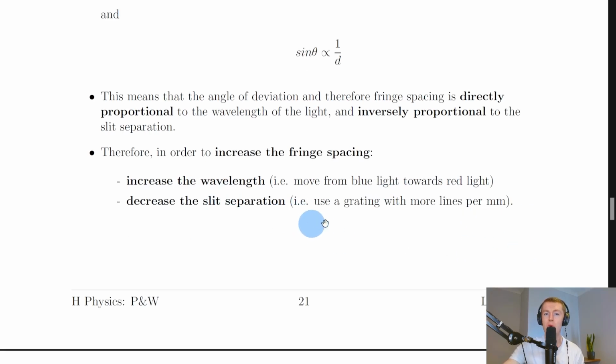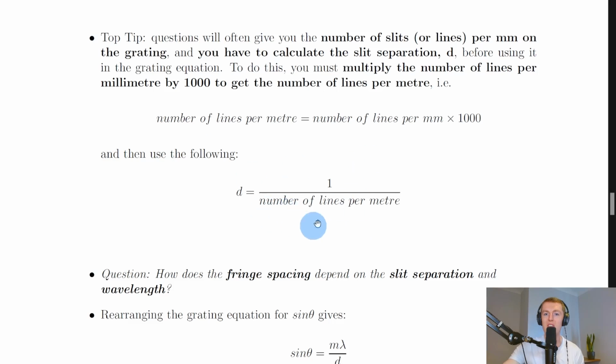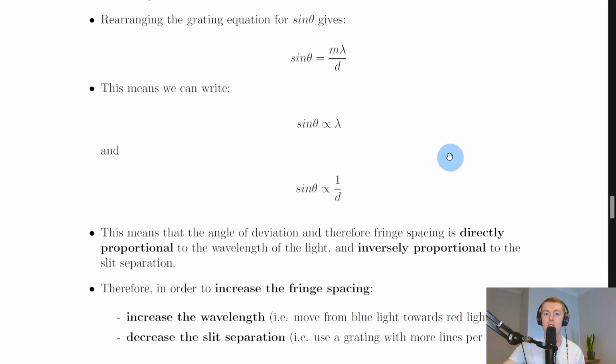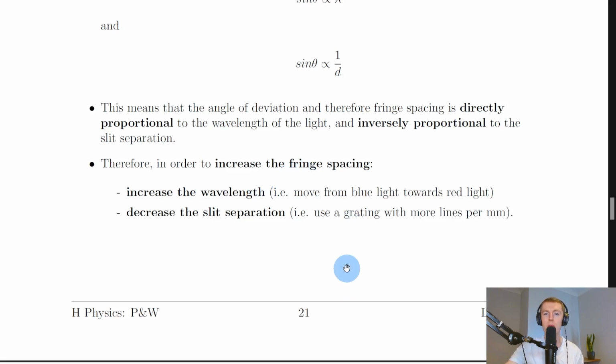And you might be thinking, well, how does more lines per millimeter decrease the slit separation? Well, it comes back to this equation that we looked at earlier. And so the more lines per millimeter, then that means the greater number of lines per meter we'll have, and therefore if that number on the denominator of the fraction is greater, then d will be smaller. So make sure you can remember these two relationships or know how to see them from the grating equation, because by knowing those two relationships, you'll be able to work out how to increase the fringe spacing. So to summarize, remember we can say to increase the wavelength or to decrease the slit separation.